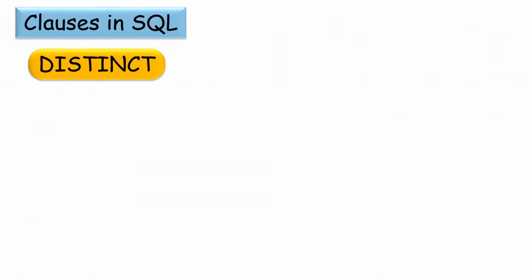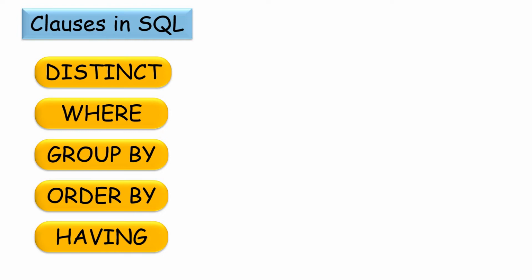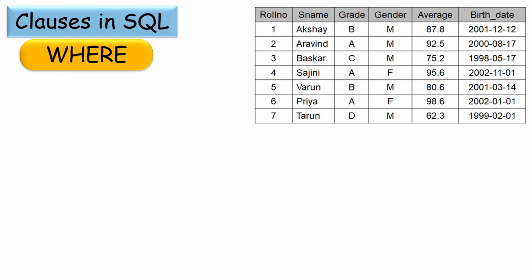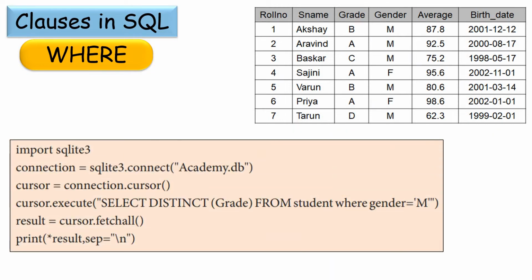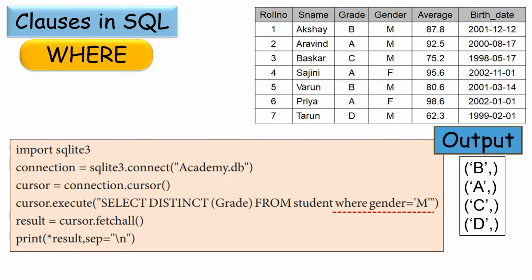The next is the where clause. The where clause is used to extract only the records which satisfy a specified condition. In this example, the condition in the where clause is gender is equal to M. In this select command, both distinct as well as where clauses are used. The output of this program is B, A, C, D. That is the distinct grade from the grade column where gender is equal to male are fetched and displayed.